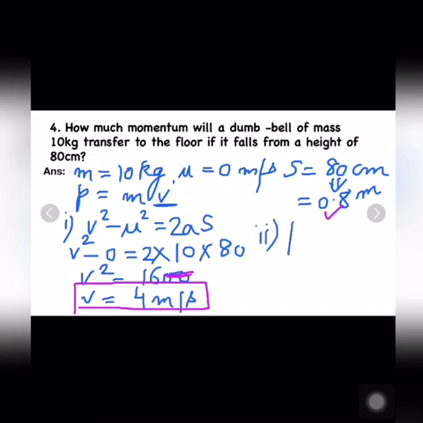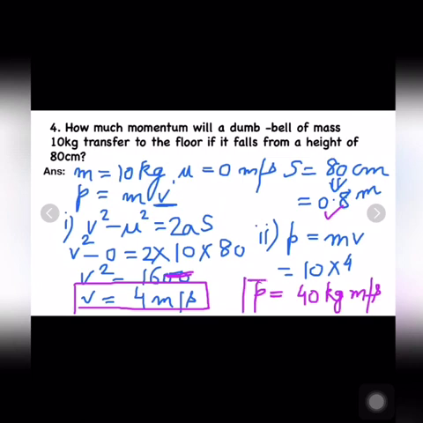So you know the formula for momentum, which is P is equal to mv. You know the value of m, which is 10, and v comes out to be 4. So the momentum is equal to 40 kg meter per second. So this is your answer.